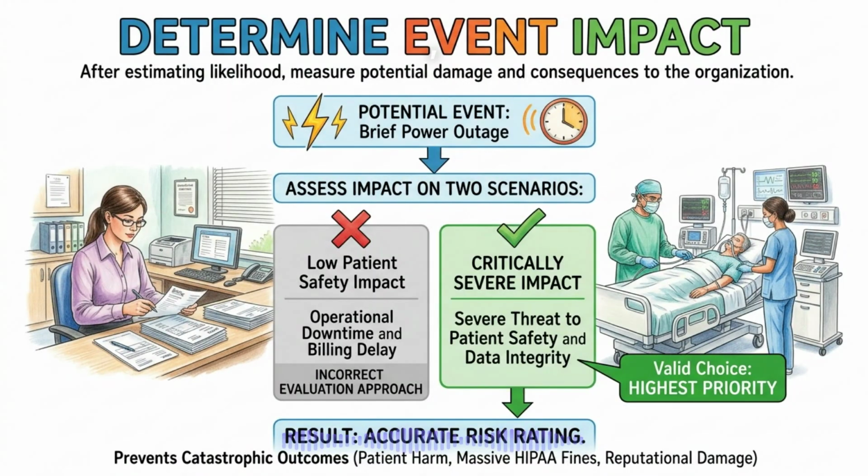After estimating the likelihood, you must determine the impact or criticality of the event if it were to actually occur. Impact measures the potential damage to the organization, which can include massive financial losses from HIPAA fines, severe reputational damage, operational downtime, and most importantly, negative impacts on patient care and safety.